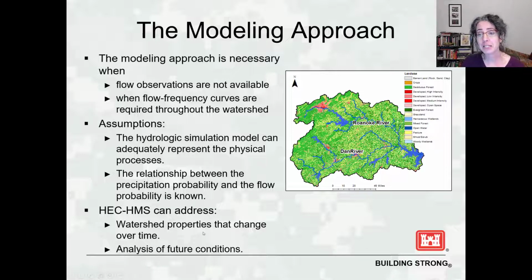Using a model like HMS can let us address watershed properties that change over time. It can let us analyze future conditions in the watershed. Of course, that requires an estimation of what those future conditions will be.